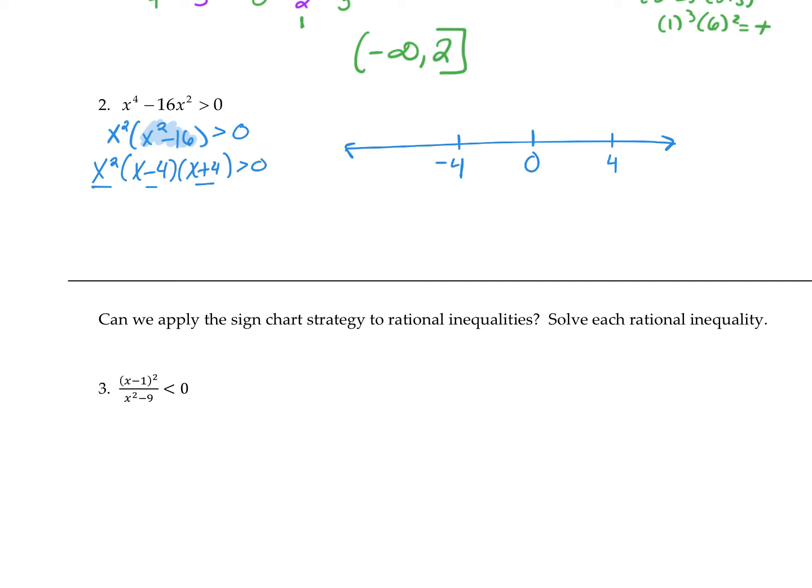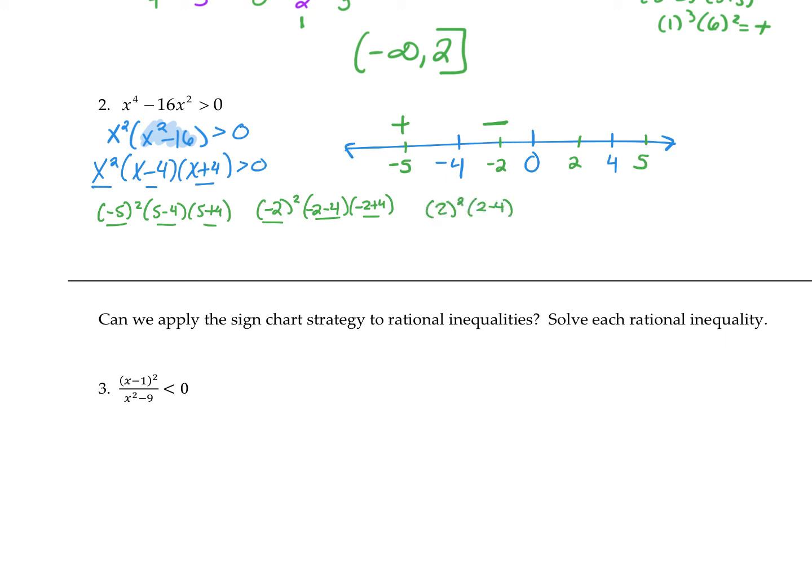Now I want to test something on every side of those. So I'm going to test -5, -2, 2, 5. And again, I could test anything. It doesn't have to be those numbers. So I'm going to test it in the factored form because I think it's easier to see the positives and negatives. So -5 squared, -5 minus 4, -5 plus 4. So positive, negative, negative, which is positive. So this section is positive. -2 squared, -2 minus 4, -2 plus 4. So positive, negative, positive is going to give me a negative.